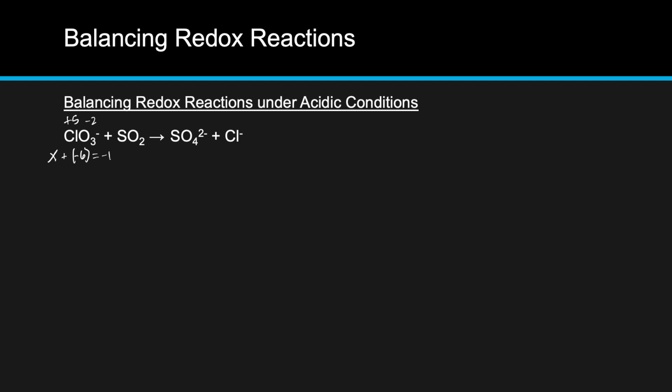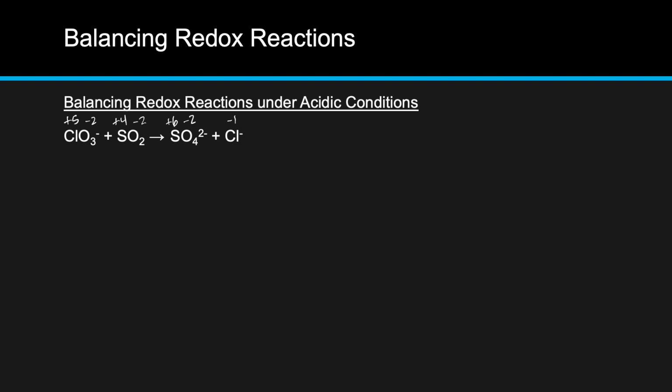Now we're going to do the same thing for SO2. We know each oxygen is -2, so that's a total of -4, which means sulfur has to be +4, and each oxygen is -2 again. Then for SO4 2 minus, or sulfate, we know it's equal to a -2 charge. Each oxygen is -2, so it's going to give us a total of -8, and we're solving for sulfur. So it's going to give us an oxidation number for sulfur of +6, oxygen -2, and then for chlorine, it's the same as its charge, which is -1.